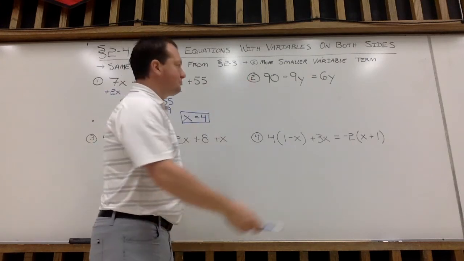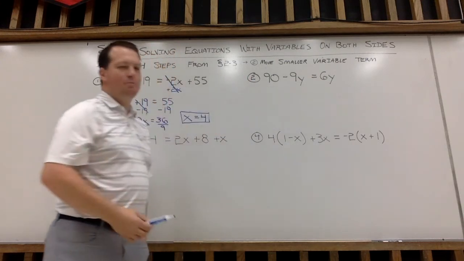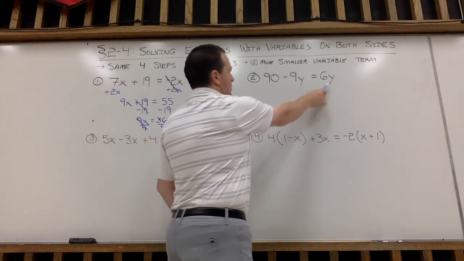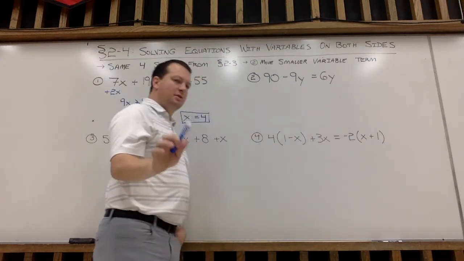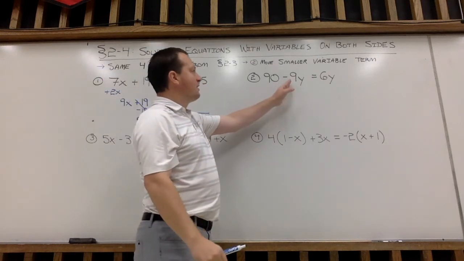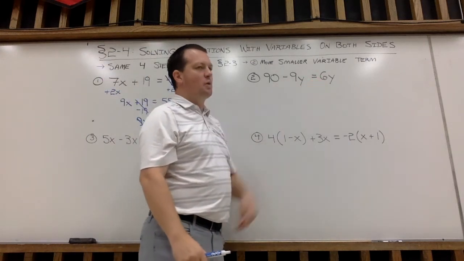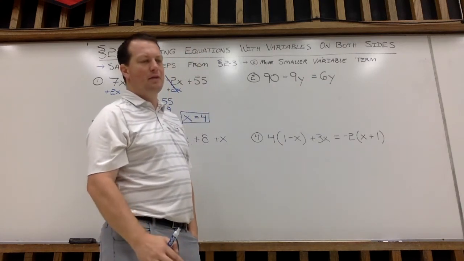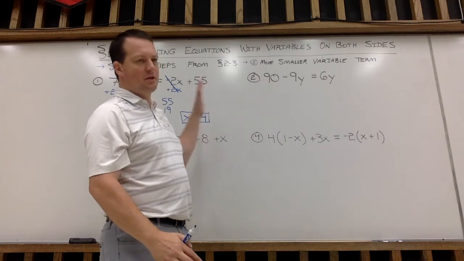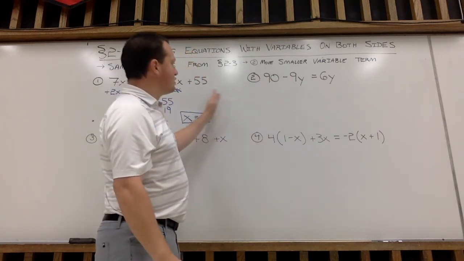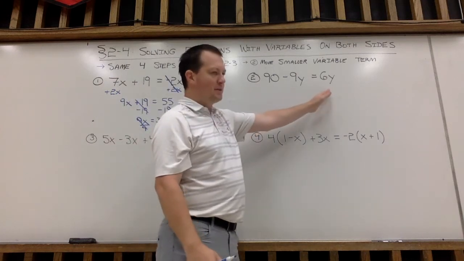Example 2, again, nothing to clean up on the left or the right side. So I'm going to move my smaller y term. Be careful, this is where we need to get into what is smaller. Negative 9y, positive 6y. What we mean by smaller is the term that is furthest to the left on our real number line. So negative 9 is further left than positive 6.